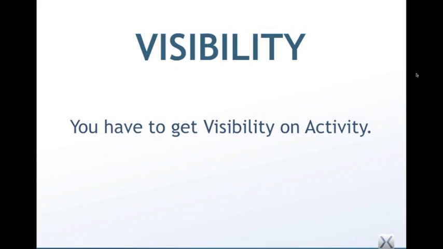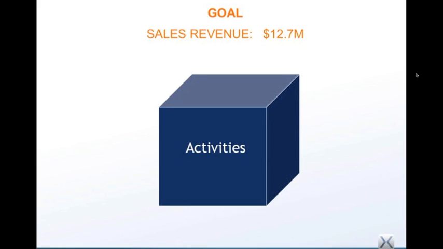Okay, so I want to get to the very last point here, and that is getting visibility on activity and why that's important. Let me just use this example. Imagine you've got a sales target, a sales goal, and to achieve that goal there are activities that your sales team, or your team generally, need to undertake. But if you couldn't see what those activities were or how people were actually behaving and acting, it would be very difficult to make any adjustment or any assessment about exactly what you were doing.